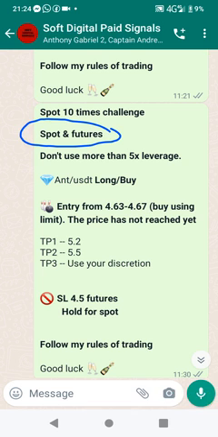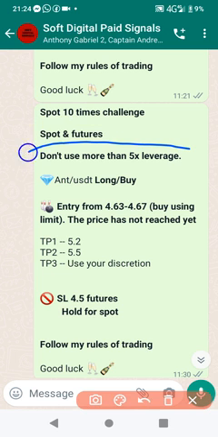Good. Now the next thing you will see is "don't use more than 5 times leverage." Don't use more than 5 times leverage. This is for those that are trading on futures. It does not concern those that are trading on spot. You will not see leverage on spot; you will only see leverage on futures. And what I'm saying here is that for proper risk management, do not use more than 5x leverage.